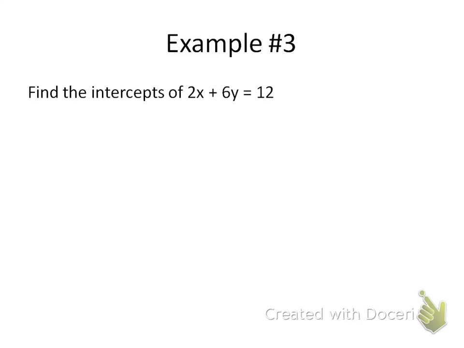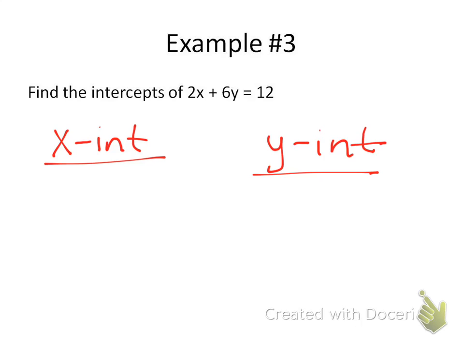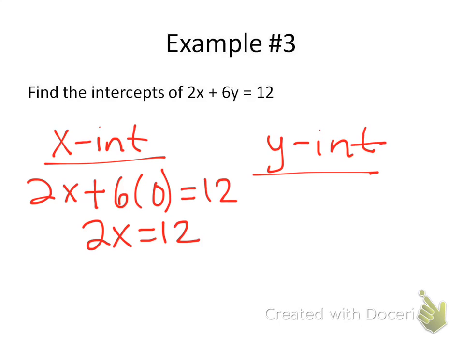All right, so we want to find the intercepts of 2x plus 6y equals 12. So I'm just going to make 2 columns. I want to find my x-intercept. I want to find my y-intercept. How do I find the x-intercept? Plug 0 in for y. So I'd have 2x plus 6 times 0 equals 12. Well, what's 6 times 0? 0. So you could actually, if you want, just jump right to this step.